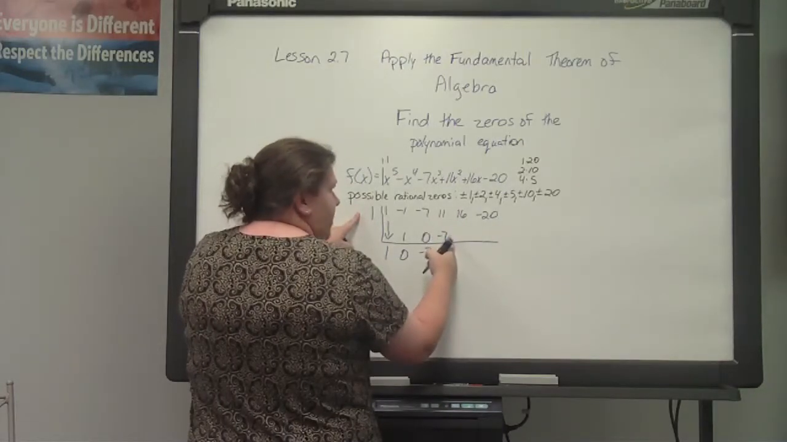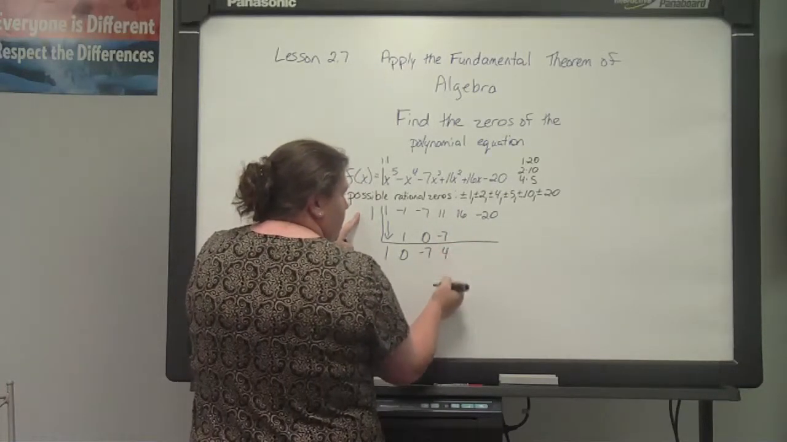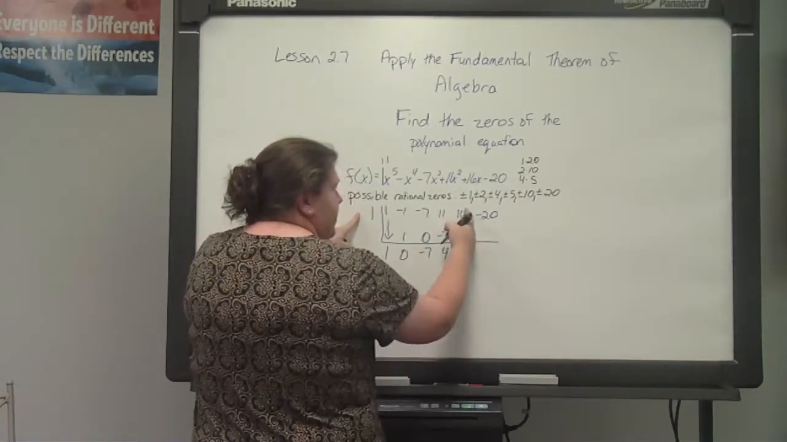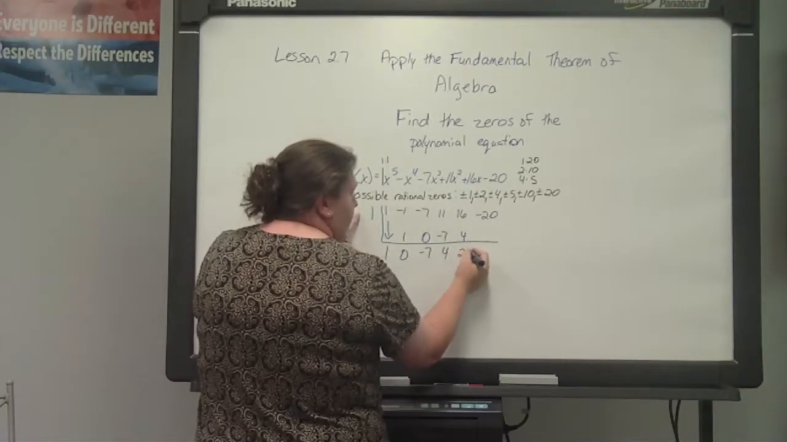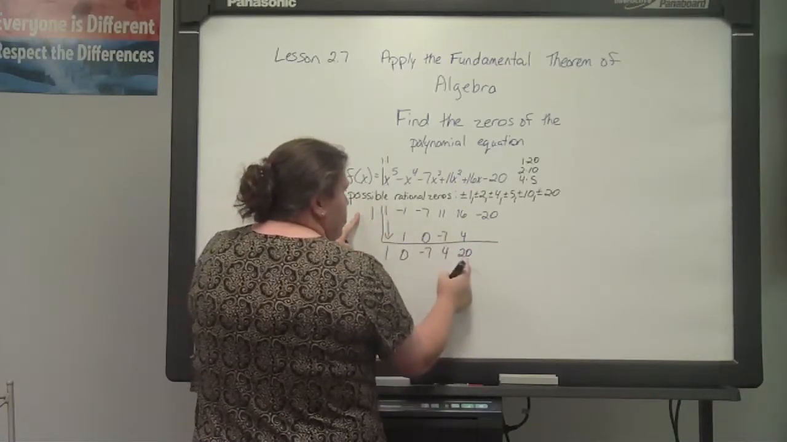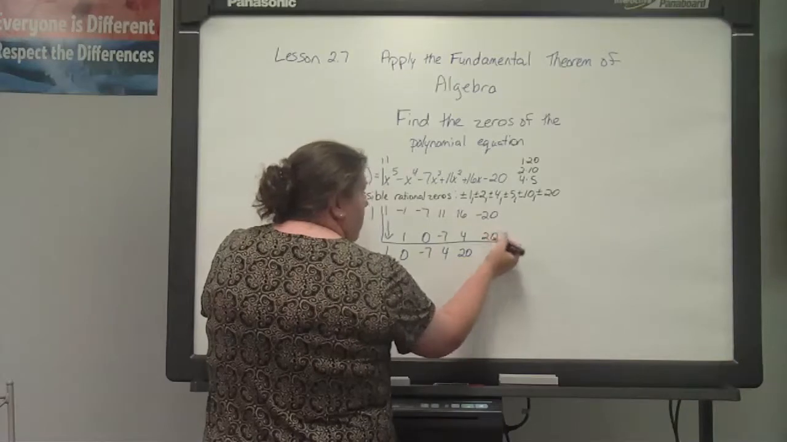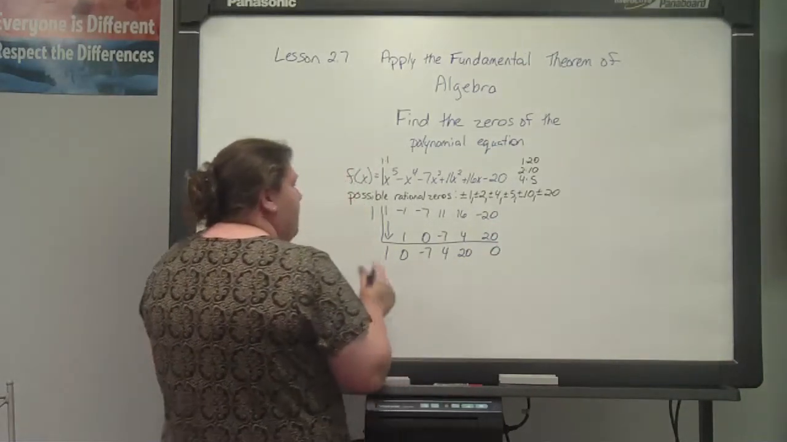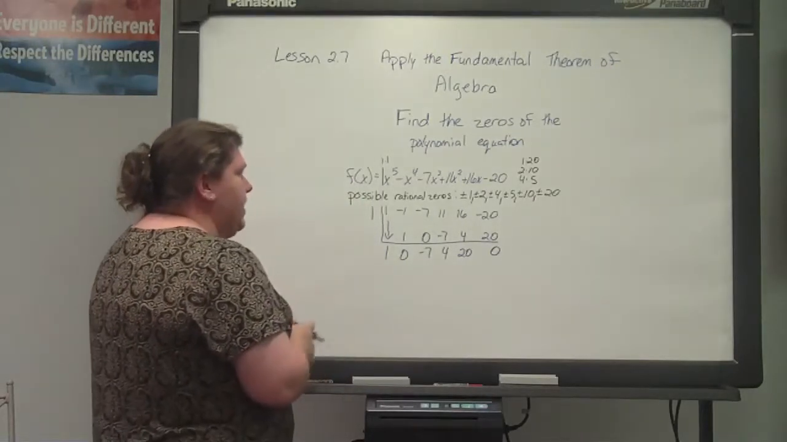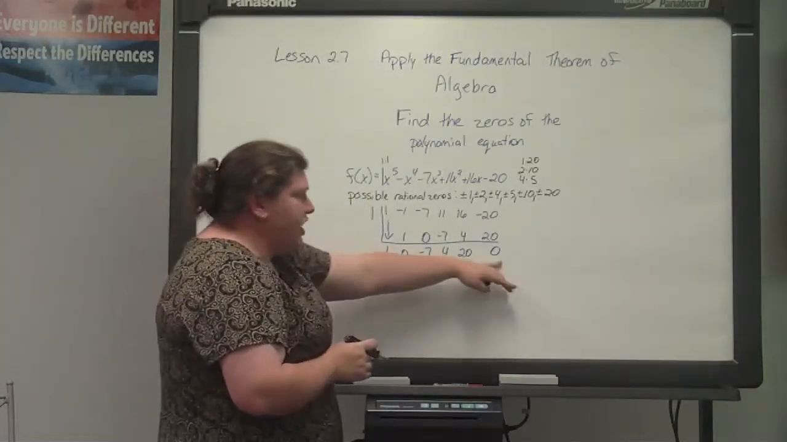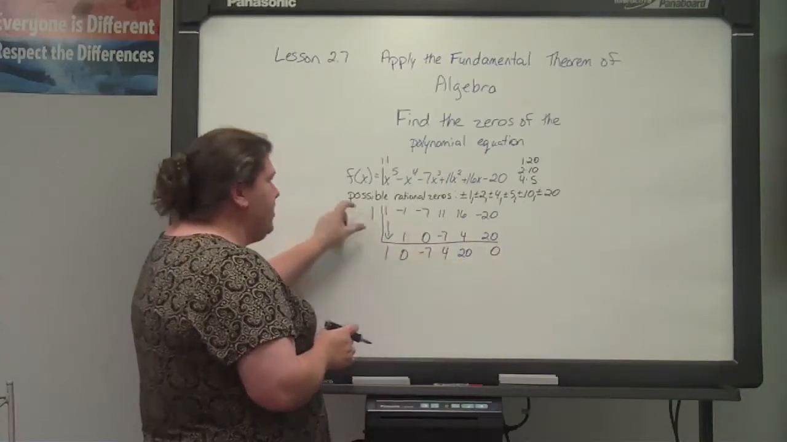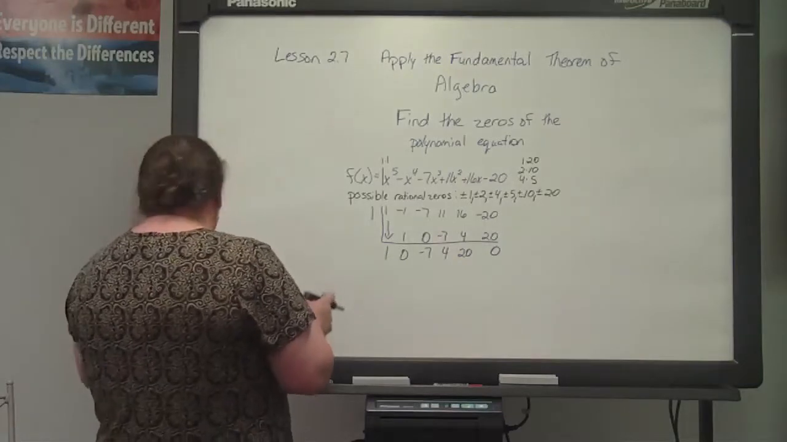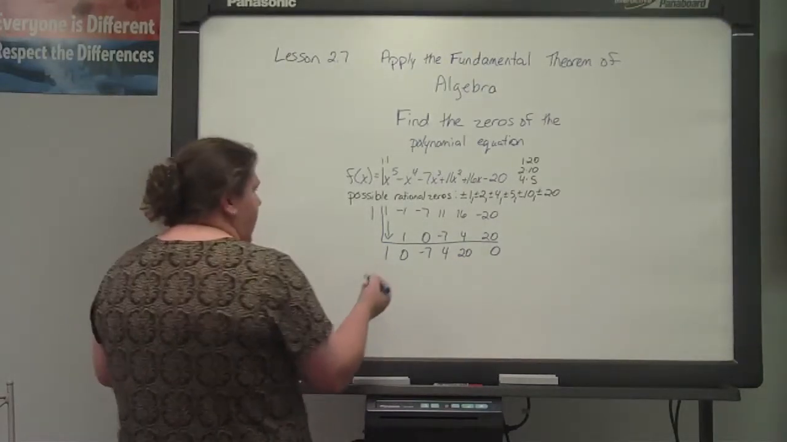11 plus a negative 7 gives me 4. 1 times 4 gives me 4. 16 plus 4 gives me 20. 1 times 20 gives me 20. A negative 20 plus 20 gives me 0. So the first one I chose happened to get the correct 0 at the end. So therefore this one is a 0 of this function. From here, we want to keep going down.